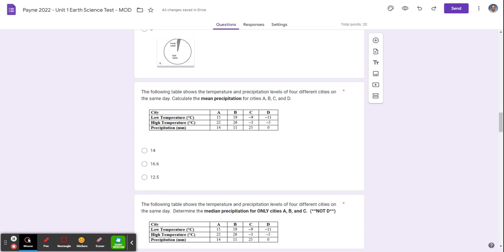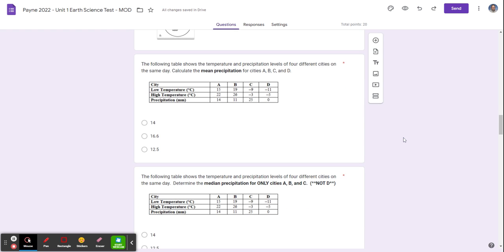The following table shows the temperature and precipitation levels for the 4 different cities on the same day. Calculate the mean precipitation for cities A, B, C, and D. You're only looking at precipitation. Is the correct answer 14, 16.6, or 12.5?